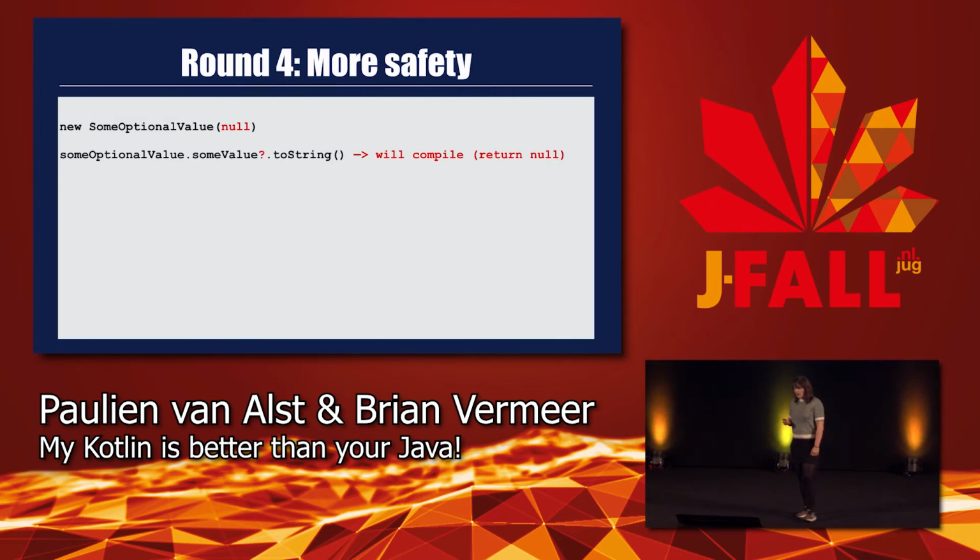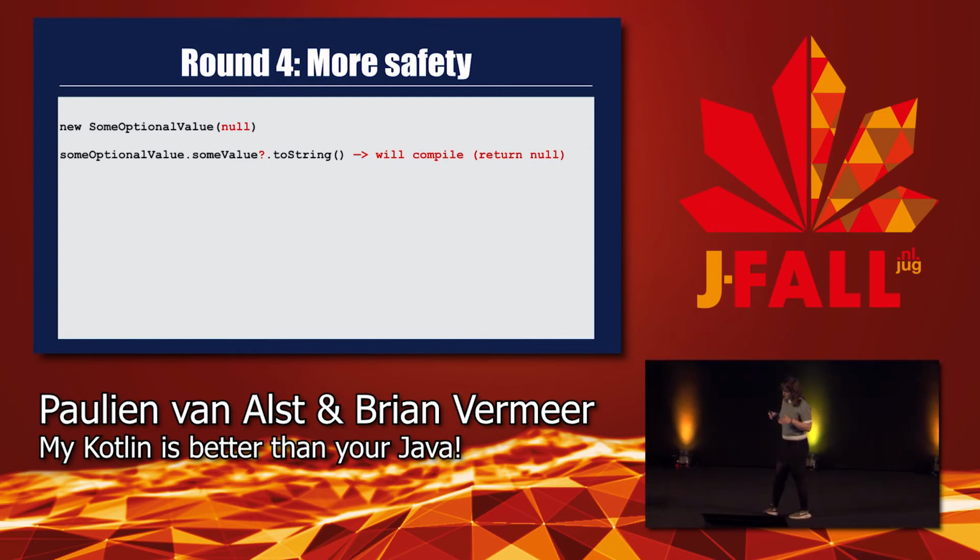So I have to think about it as a developer. What should I do with it? I can place a question mark between it and it will compile, and the whole expression will evaluate to nil. So that's the end of the nil pointer exceptions, right?